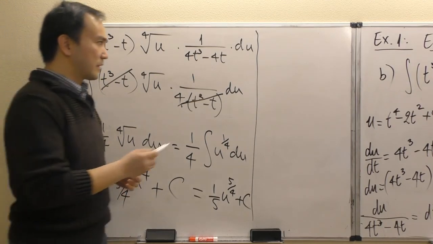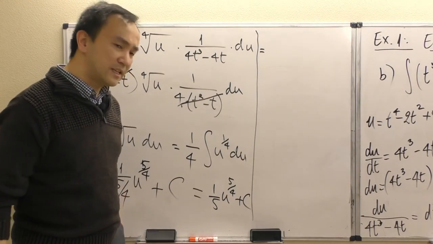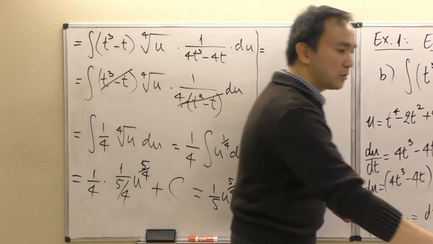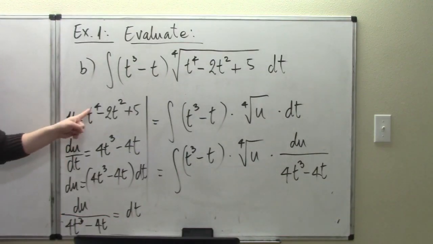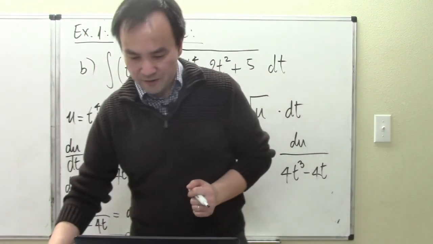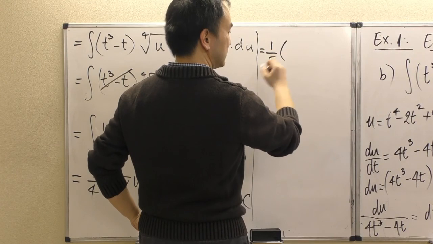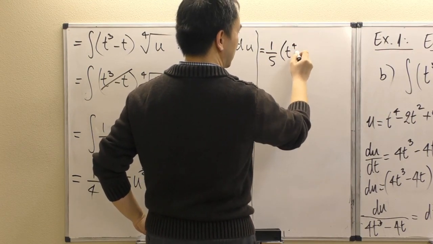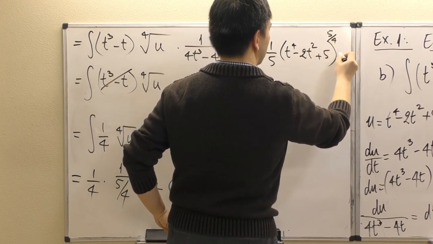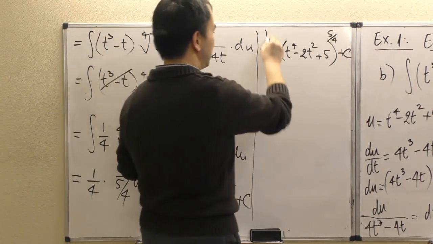Now we can't stop at a final answer in a completely new variable like that, so we have to bring back whatever we substituted for u right here. So u was a substitution for all that t to the 4th minus 2t squared plus 5. In that way, I'm ready to complete our answer: 1/5, and then in parentheses, t to the 4th minus 2t squared plus 5 raised to the 5/4 power, plus c. And that's our final answer.